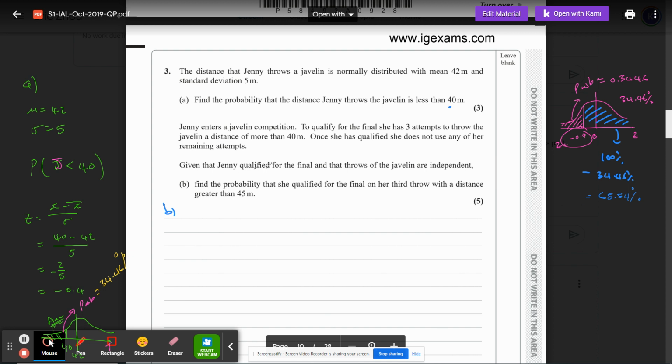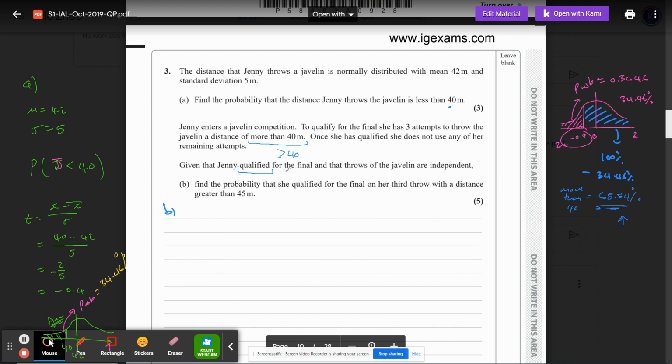So, given that Jenny qualified for the final and that throws of the javelin are independent, we're given that Jenny entered the javelin competition. To qualify for the final, she has 3 attempts to throw the javelin a distance of more than 40 meters. So this is where we're saying it's greater than 40, which would be that probability over there. Once she has qualified, she does not use any of the remaining attempts. So she has to get that 3 times.